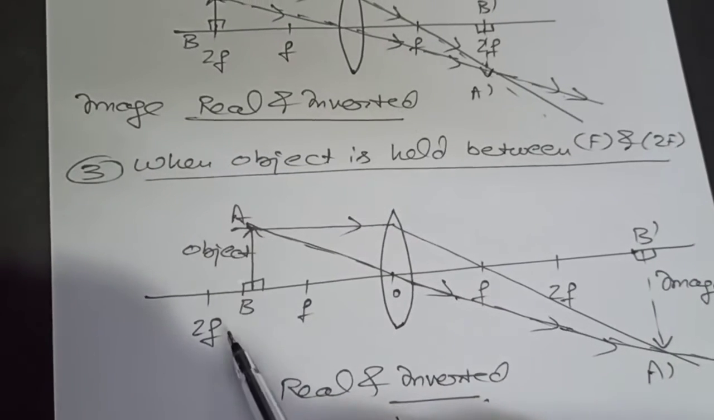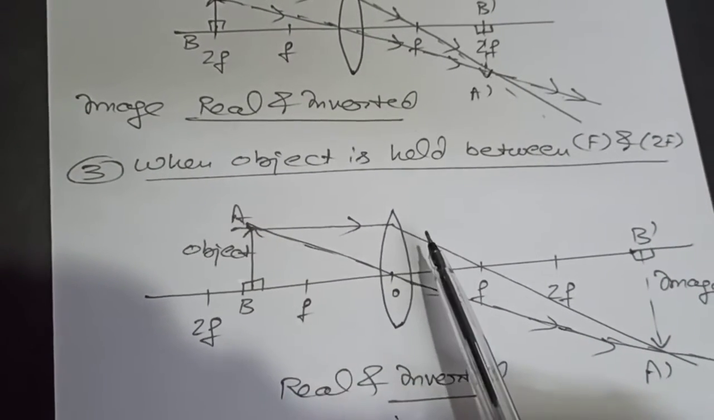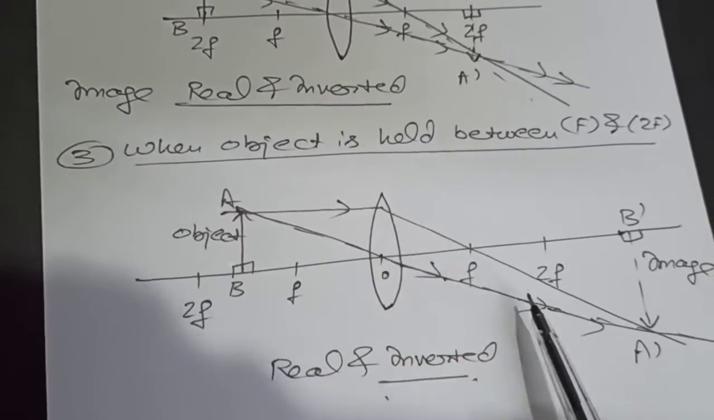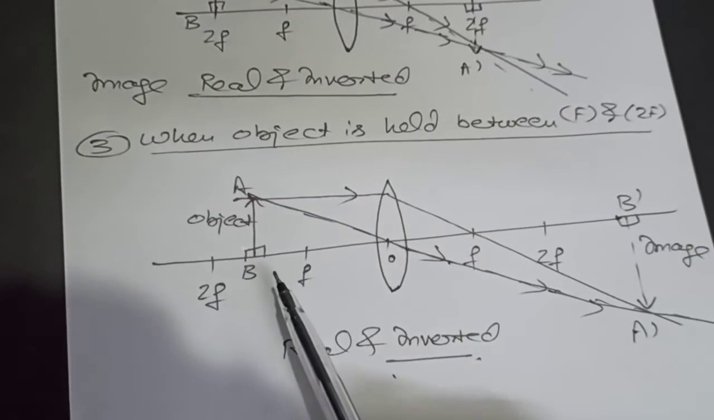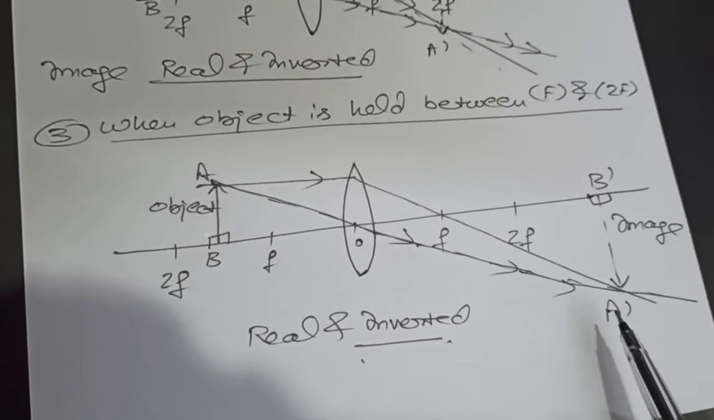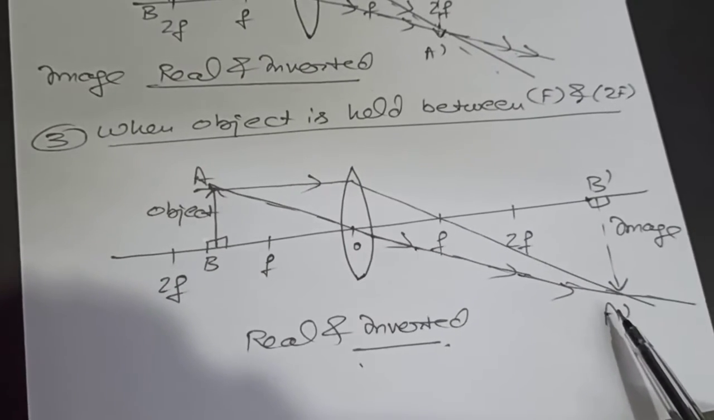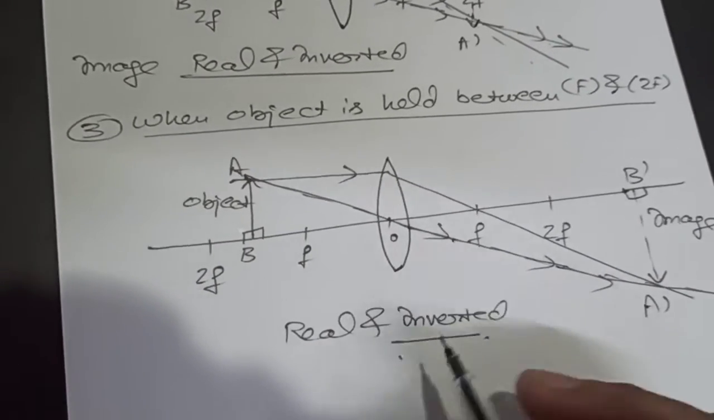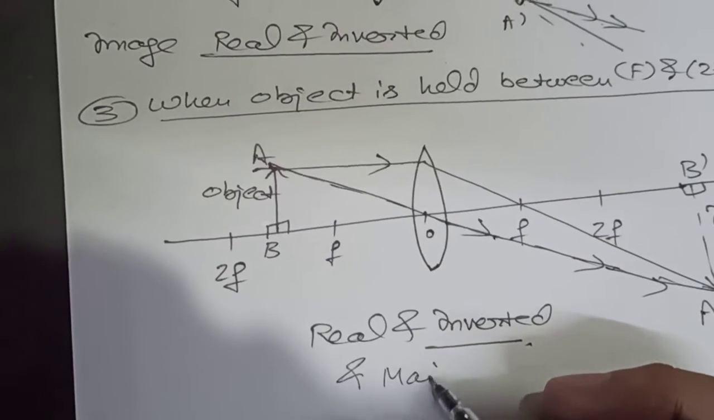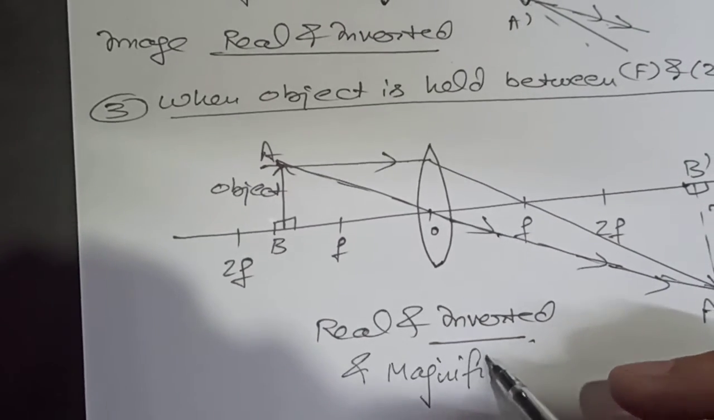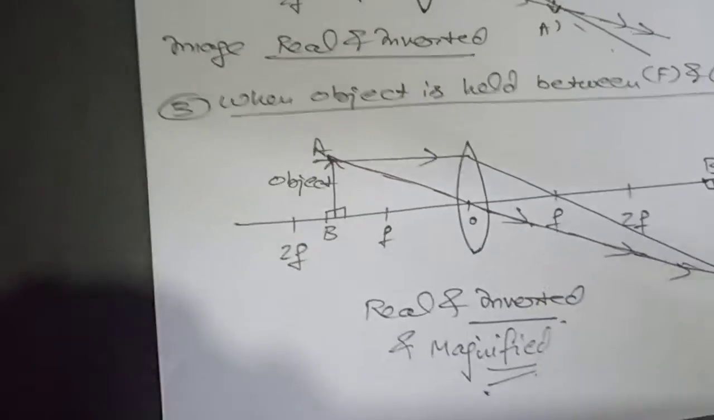So here the object AB, again we take the same rays. The parallel ray will pass through the focus point, another ray passes through the optical center. These both rays meet at a point which is away from 2f. Hence A dash B dash is the image. This is real, inverted and magnified. We can write down here that a magnified image will be formed.